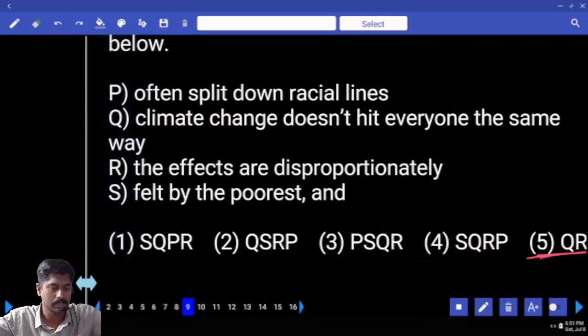Let me check once. Climate change does not hit everyone the same way. The effects are disproportionately felt by the poorest and often split down racial lines.